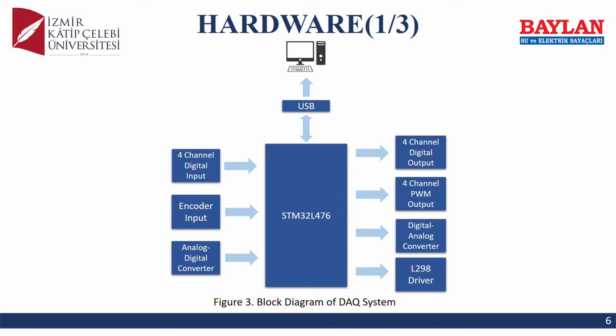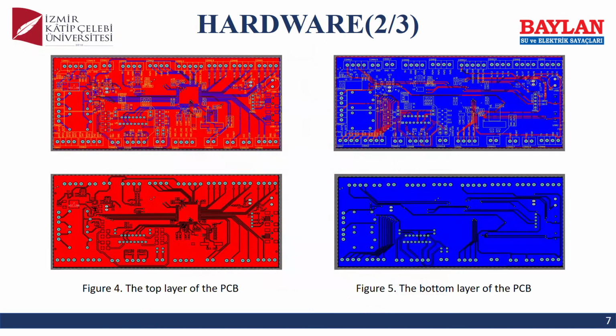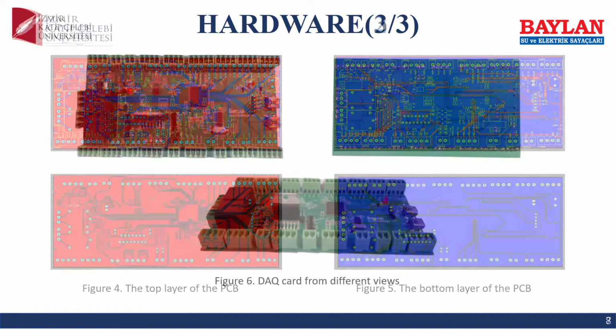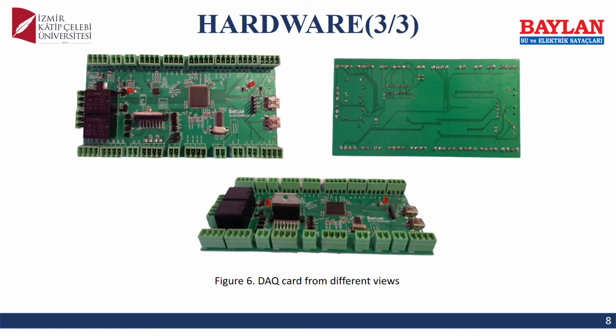The system has 4 digital inputs-outputs, 2 analog inputs, 2 analog outputs, 4 PWM outputs, and L298 driver and encoder inputs. In the left of the slide, you can see the top layer of the PCB. On the other side, there is a bottom layer of the PCB. In the Altium Designer program, microprocessor and peripherals were created according to the determined pins. Here is a picture of realized data acquisition card from different angles.